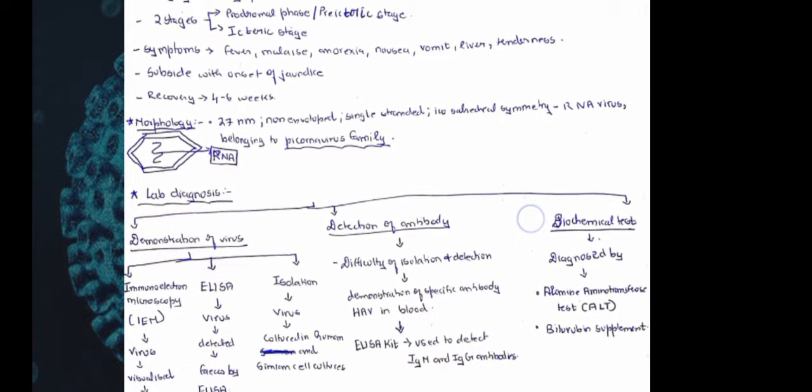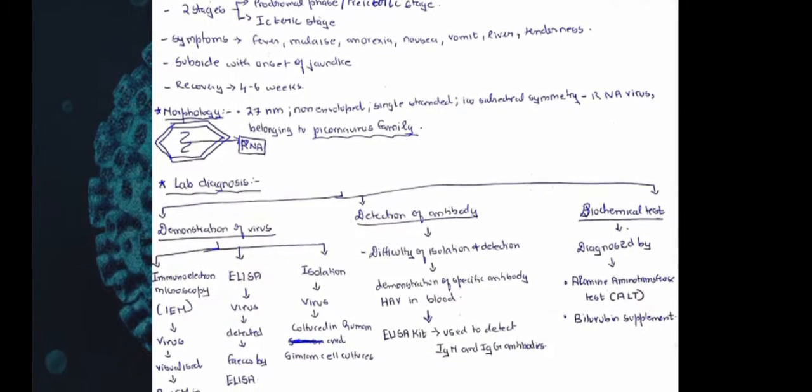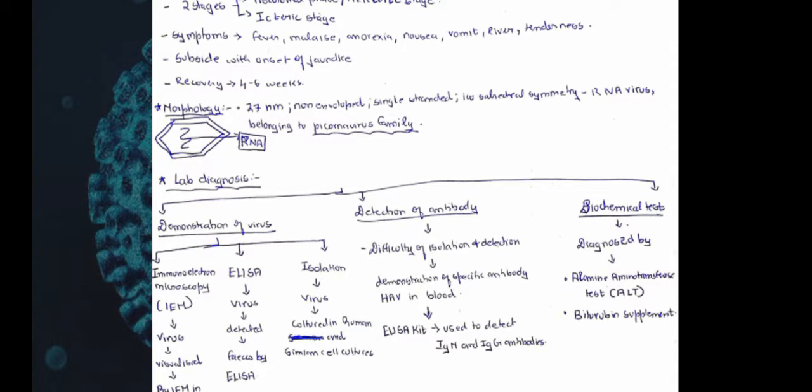The morphology, as you can see, has icosahedral symmetry, that is, it's a type of pentagon form. It is an RNA virus belonging to the picornavirus family, and the size of the virus is approximately 27 nanometers, and it is non-enveloped, single-stranded with an icosahedral symmetry.